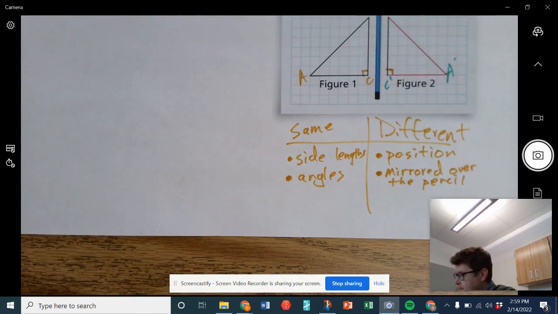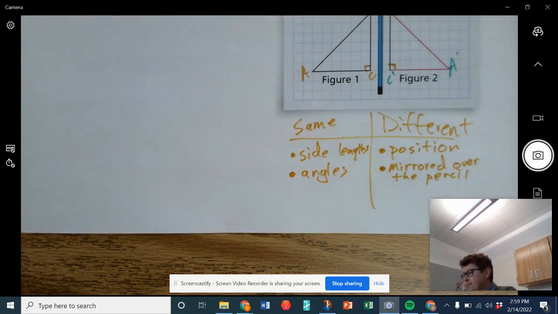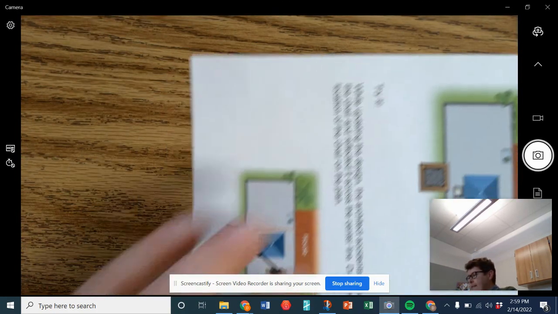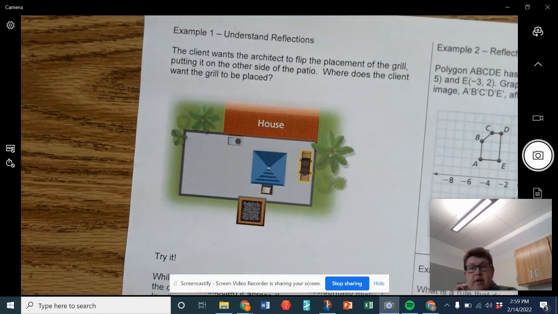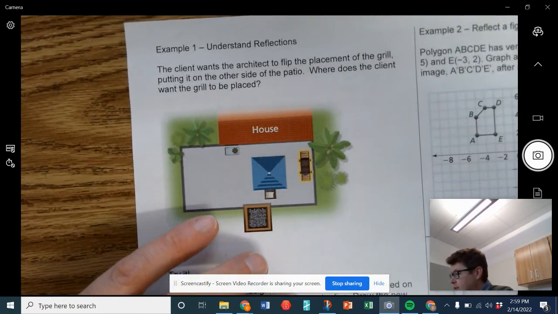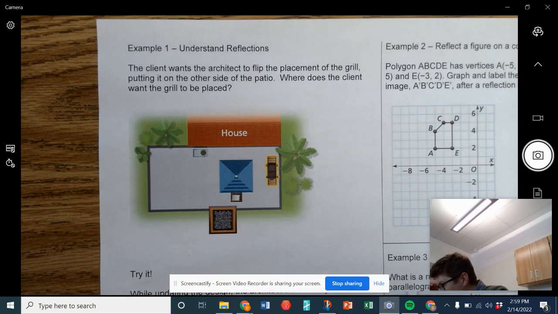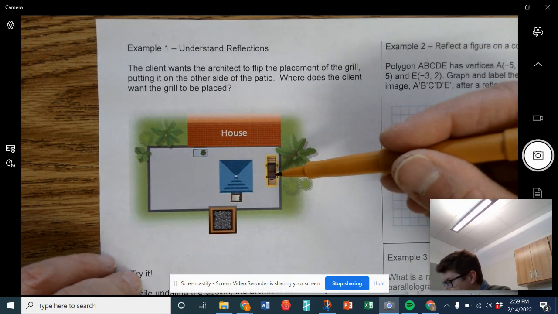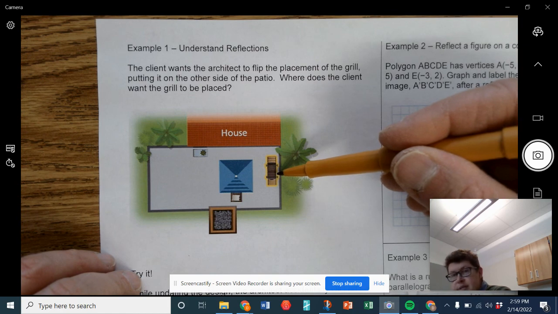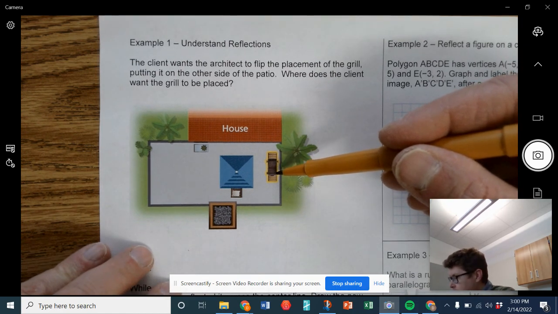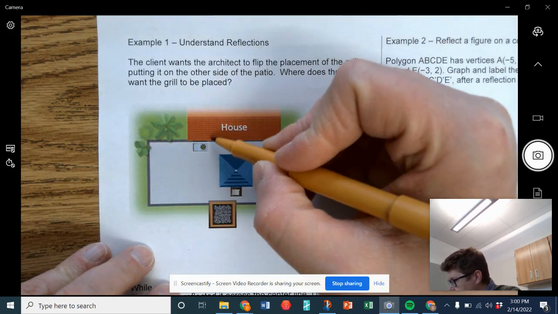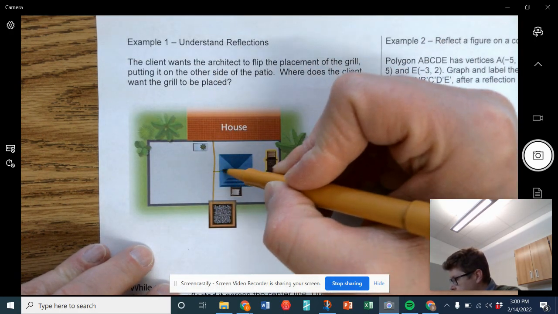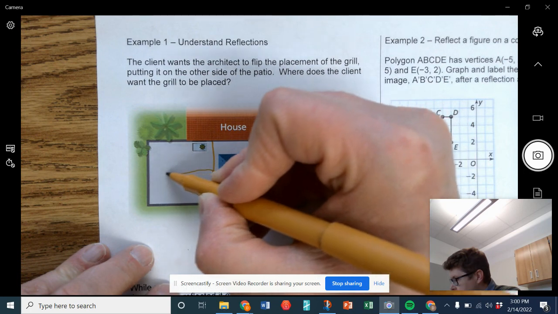So that's what is the same, and that's what is different. Okay, back to this one with these landscape architects. The client wants the architect to flip the placement of the grill, putting it on the other side of the patio. Where does the client want the grill to be placed? If we are flipping it over here, there's a line that we're going to flip it over. That's basically the same distance here and the same distance here.